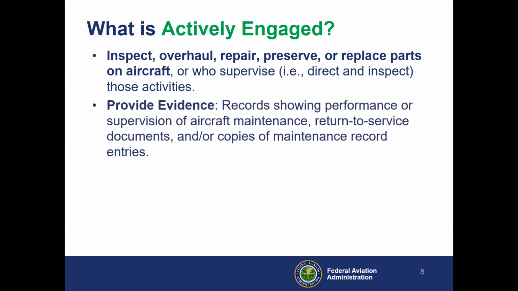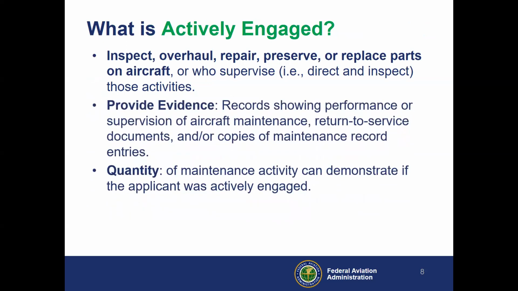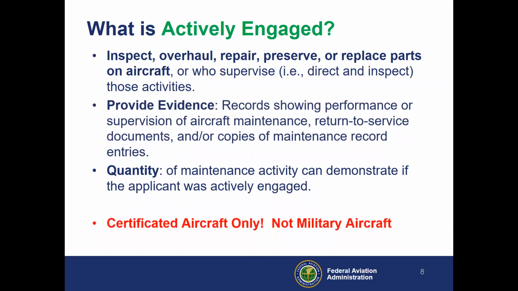So what is actively engaged? This is the textbook answer out of our guidance. Inspect, overhaul, repair, preserve, or replace parts on aircraft, or who supervise those activities. And you will provide evidence showing performance or supervision of aircraft maintenance. This could consist of return to service documents and maintenance record entries.